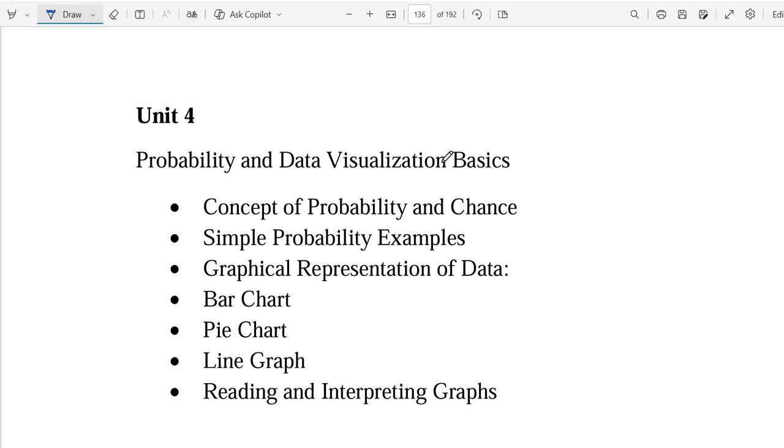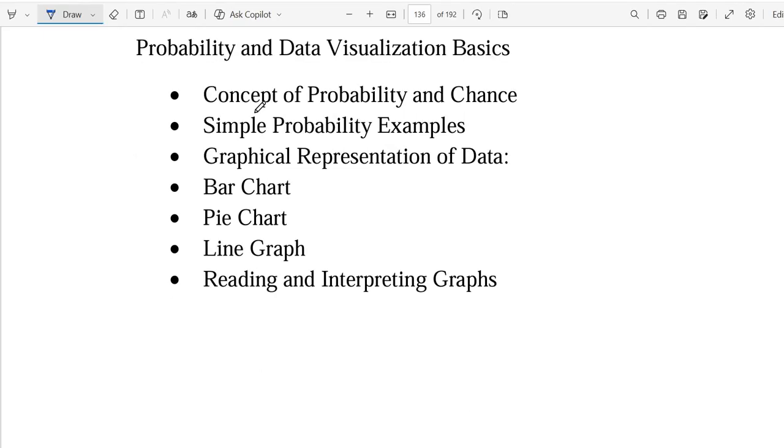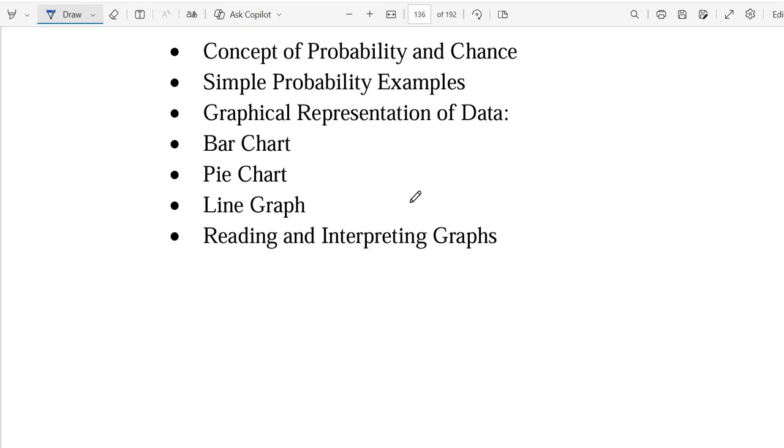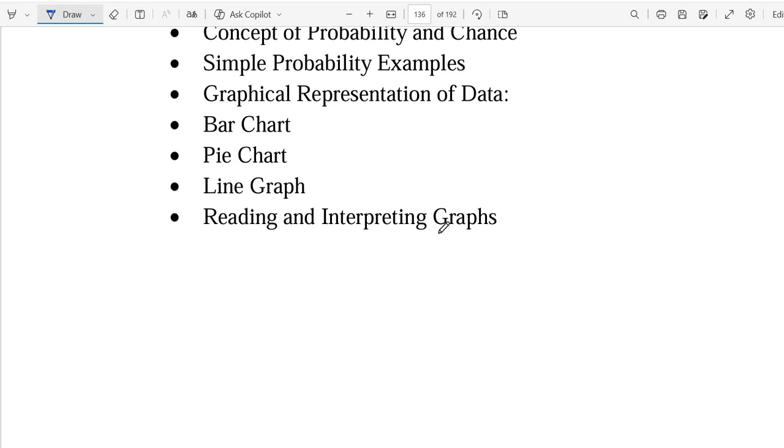Today we will start with our new unit, that is unit 4. In this we will see probability and data visualization basics. We will see the concept of probability and chances, simple probability examples, graphical representation of data which includes bar chart, pie chart, line graph, and reading and interpreting those graphs.